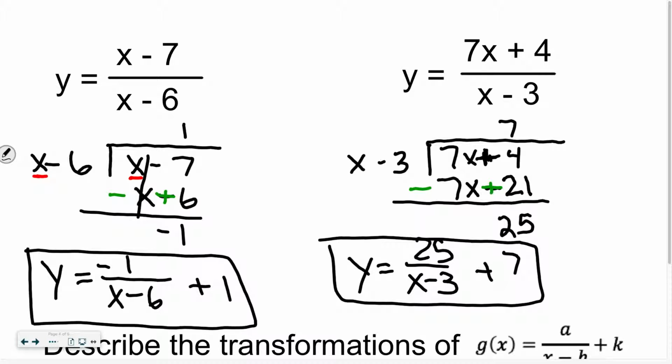All right. Now, on your homework, you'll be doing this rewriting. You want to make it look like this. Make sure you do remainder over divisor plus, what will we call that on the top? The quotient? Yeah. Divisor, dividend, quotient. Yeah. Quotient.